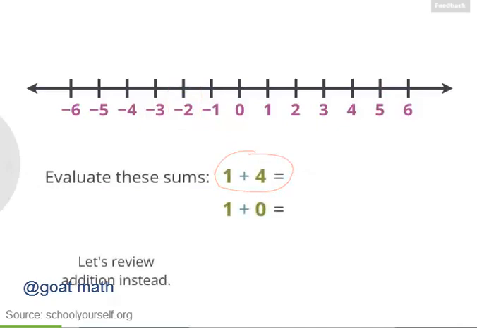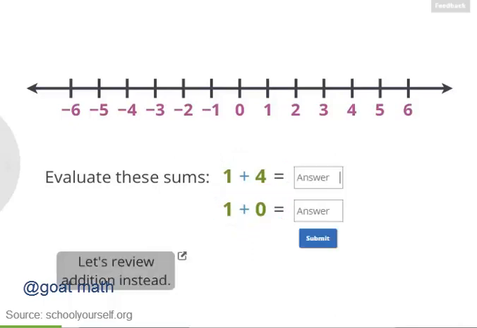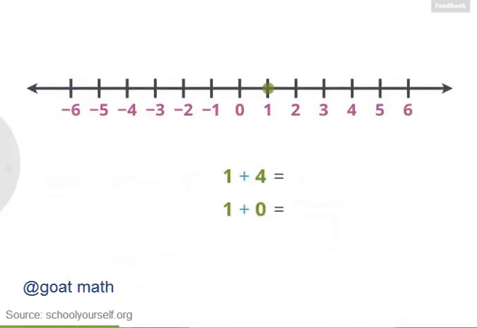What's 1 plus 4 and 1 plus 0? Nicely done. For 1 plus 4, you start at 1, and adding 4 means you move 4 to the right to get 5. In general, whenever you add a positive number, you move to the right. Adding 0, on the other hand, means you don't move in either direction. So 1 plus 0 equals 1.